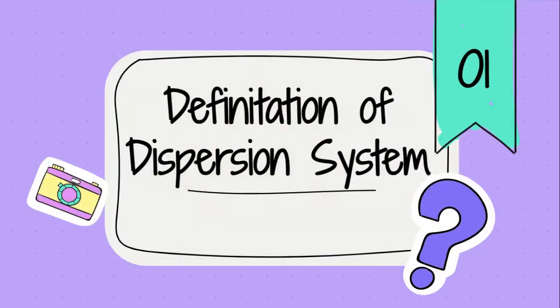In this video, I will explain about dispersion systems, which consists of definition, basic classification, types of dispersion systems, and properties of colloid systems. For further video about dispersion systems, you can watch this video until the end. The first submatery is definition of dispersion system.